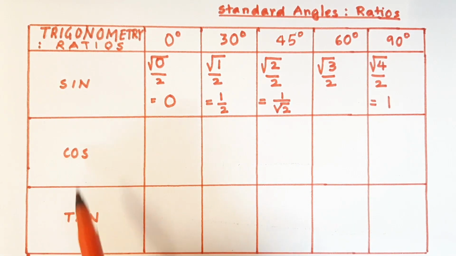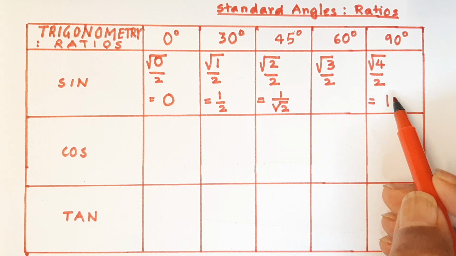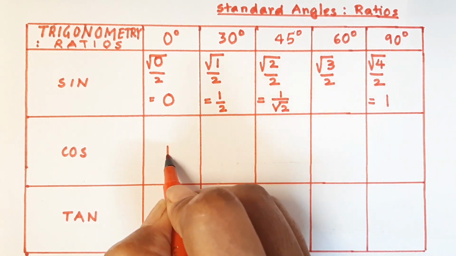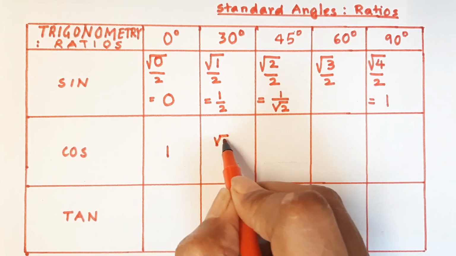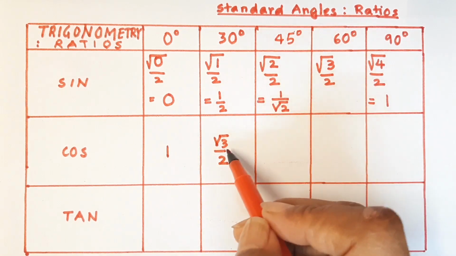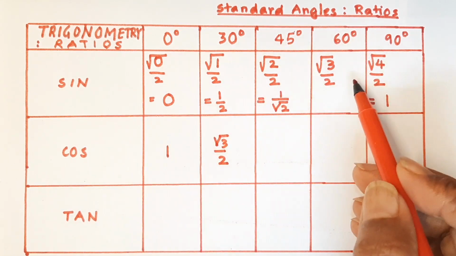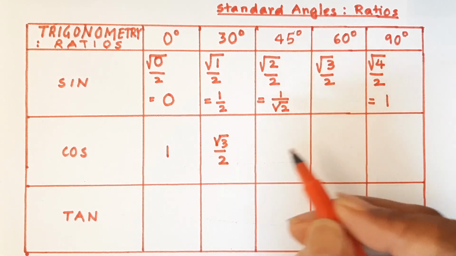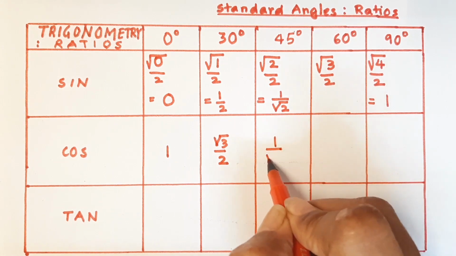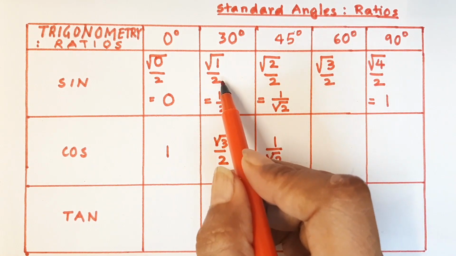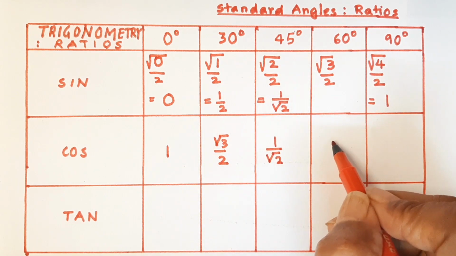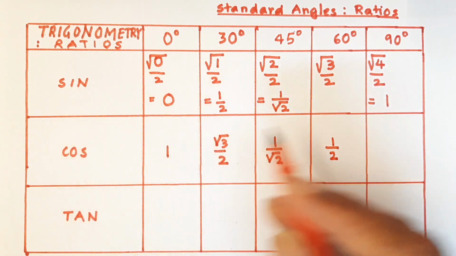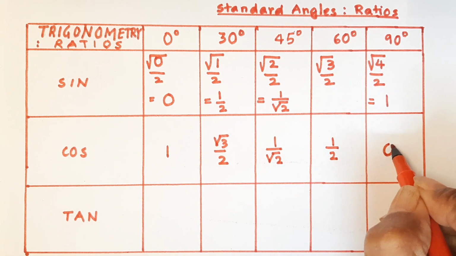For the cosine ratio, that is cos ratio, remember what is our sine of 90 becomes cos of 0. So we write this number here. This number, root 3 upon 2, goes here for cos 30, because sine of 60 becomes cos of 30. Then the sine of 45 becomes cos of 45. Then the sine of 30 becomes cos of 60 degrees and the sine of 0 becomes cos of 90.